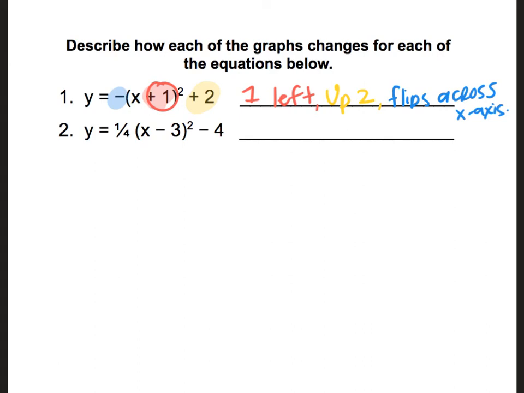For my second one, I notice we have a minus 3 inside. That means it moves 3 to the right. We have a negative 4 outside. That means it goes down 4. And then we have 1/4 out front. And remember that means that it's vertically shrunk.